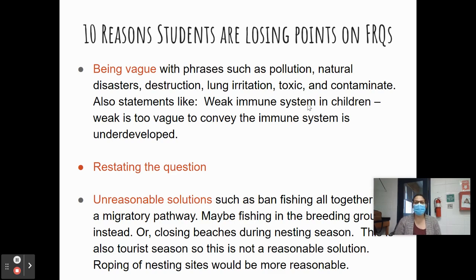Unreasonable solutions: ban fishing altogether. Ban it all everywhere, which doesn't really work. Okay? Reasonable solutions, as much as we want to say, okay, we need to save the earth, so we're banning fossil fuels, that's not realistic. Solutions need to be realistic. All right, and we're going to go over the whole solutions to things. I'm going to give you guys lots of examples, and we're going to go over the scientific method in designing an experiment. So don't worry.